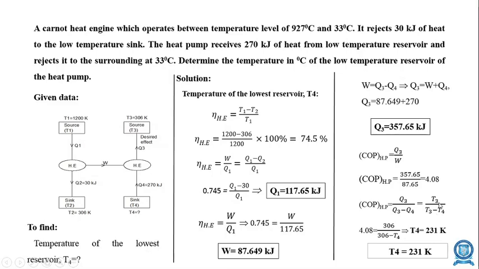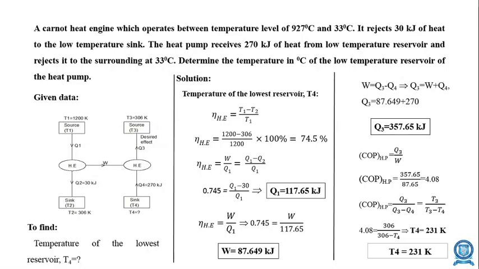Here the higher temperature T3 is 306 Kelvin divided by, again the higher temperature, 306 Kelvin minus T4. Here the COP of HP we also found in the previous step. Here the unknown value is T4. By solving all those things, we will get the value of T4 equal to 231 Kelvin. Here they have given some complication. It is a combined heat engine and heat pump problem.